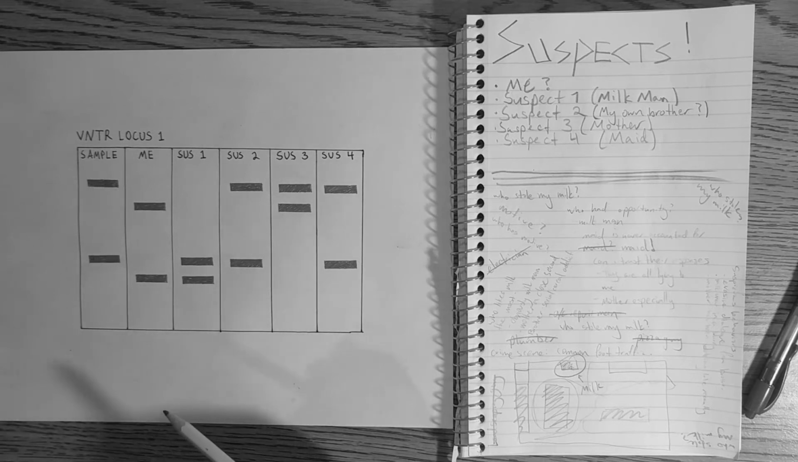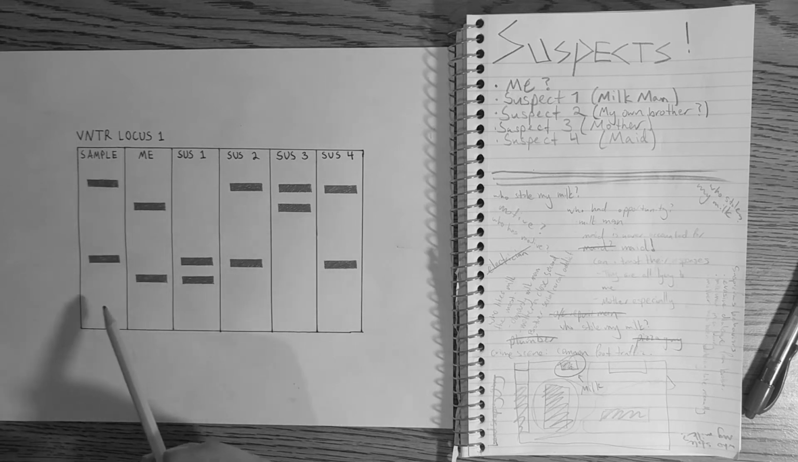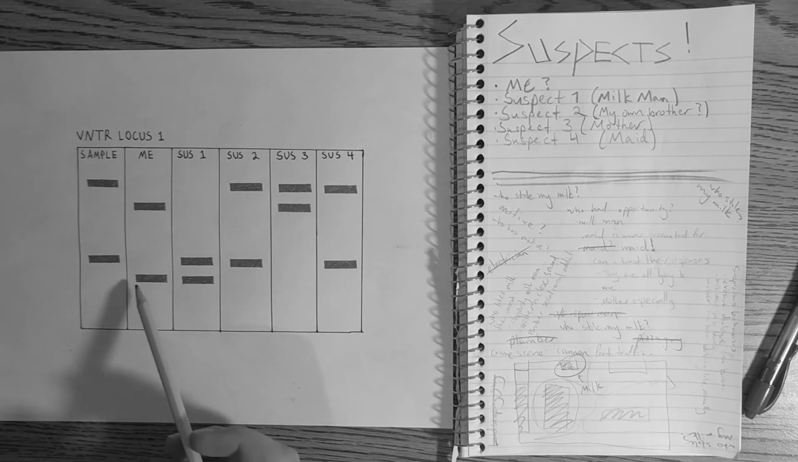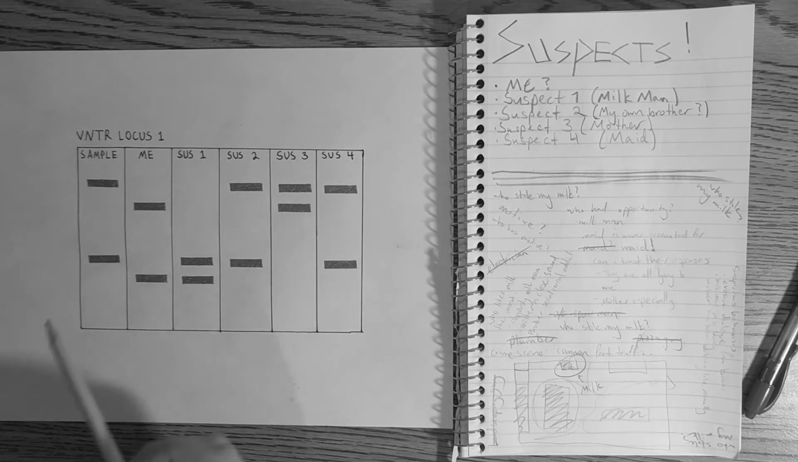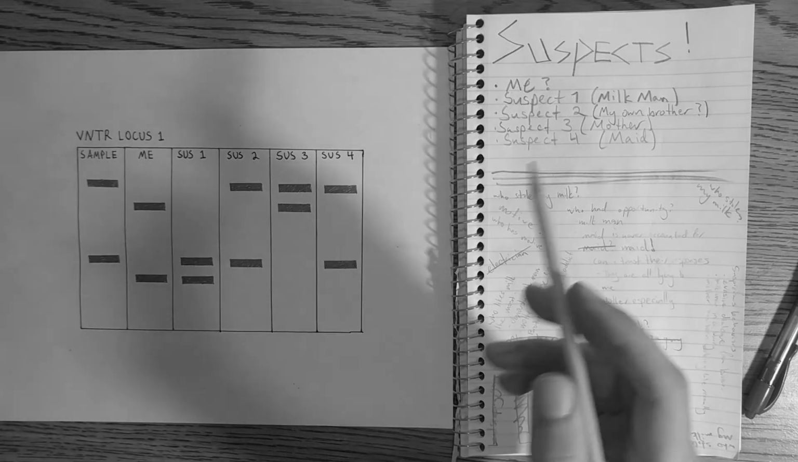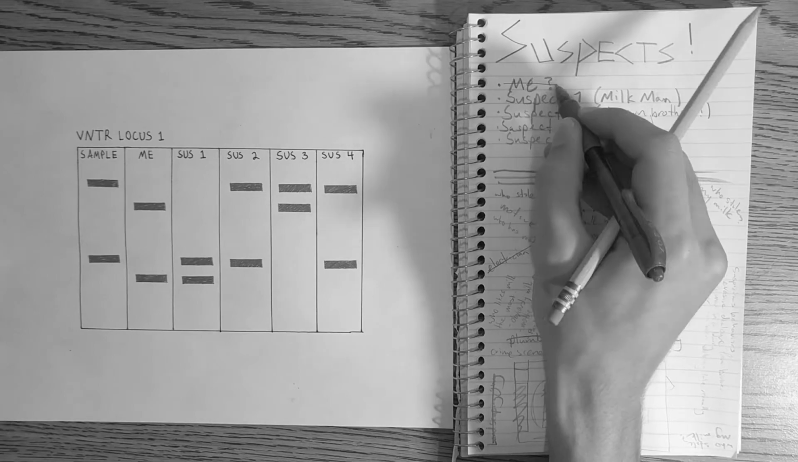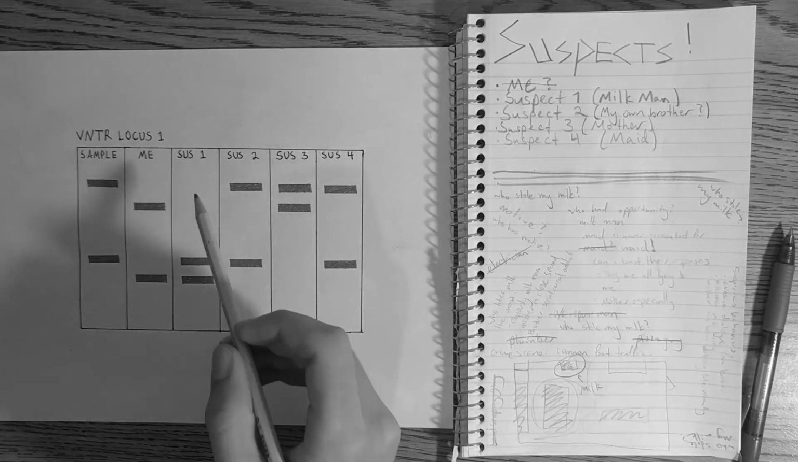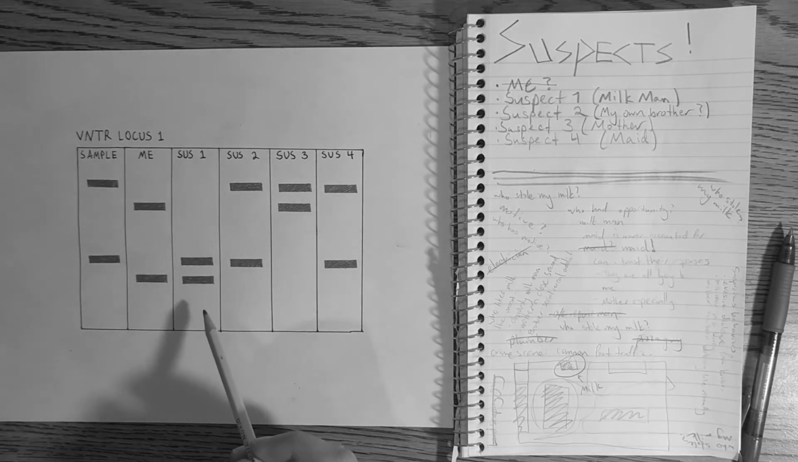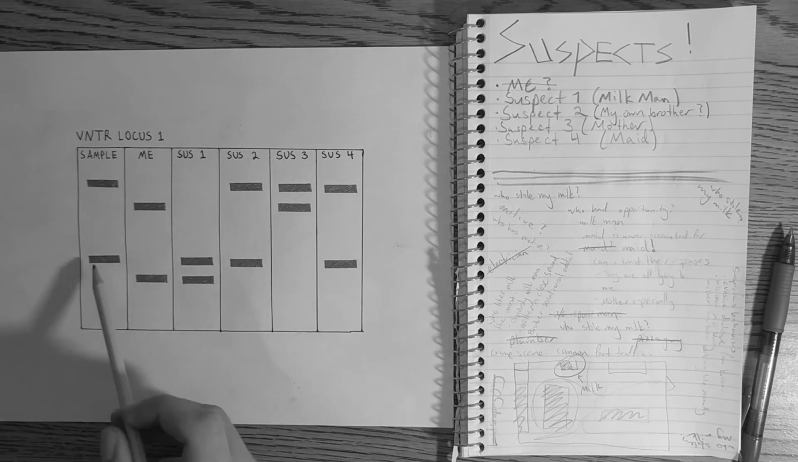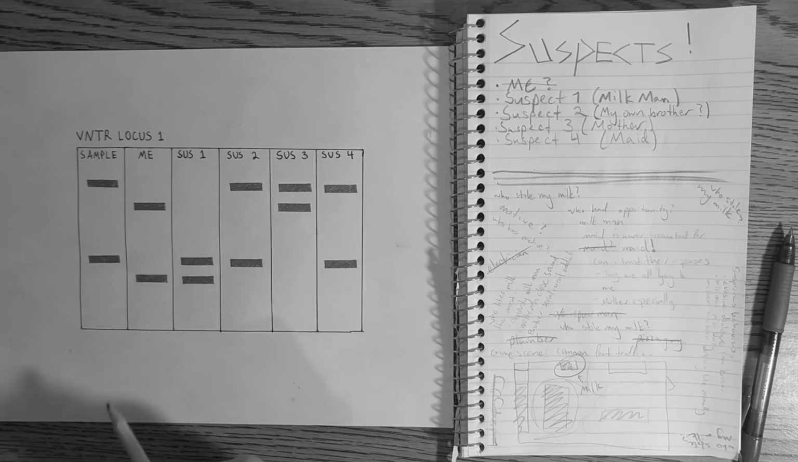This first row is the swab I collected from the crime scene, and the next row is my own DNA. Since the milk is mine, it is important that I rule myself out of the suspect pool. It is apparent that I share no allele with the sample, so that rules me out. The first suspect is the milkman. Since he delivers the milk, I figure he had an opportunity to commit the crime, but it is obvious he only shares one allele with the sample, so he is ruled out as well.